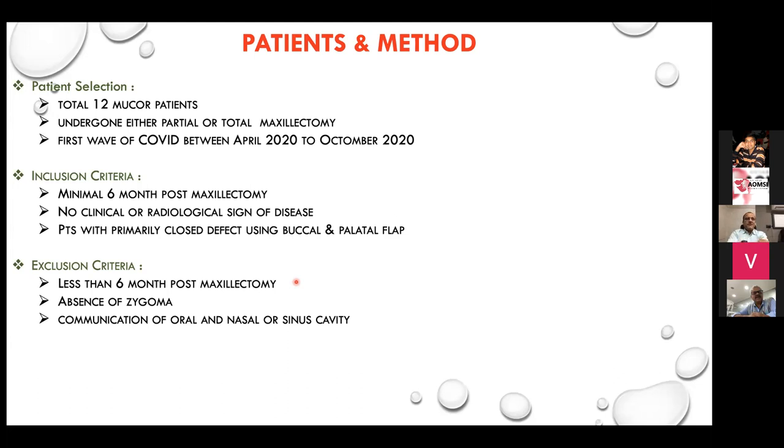Since we now have 8 months of follow-up, we will be starting to do this on patients where there is a defect, by giving a different design or the obturator design. The patients who had a maxillectomy defect of 6 months or less, we actually did not do. So the second wave of patients, we are still waiting. And we are still in the process of designing the ESI for patients who have oronasal communication.